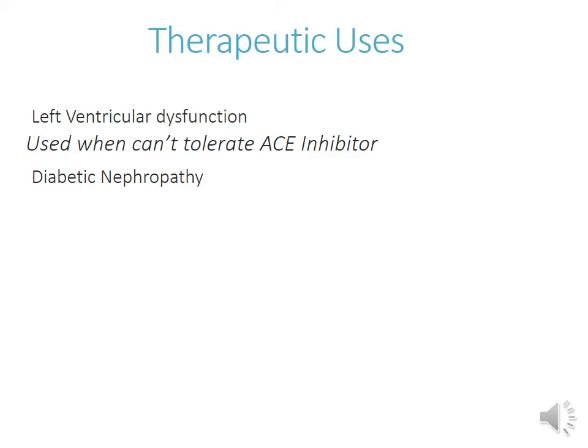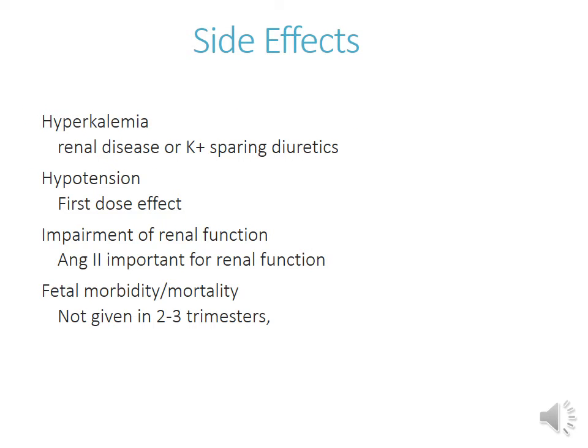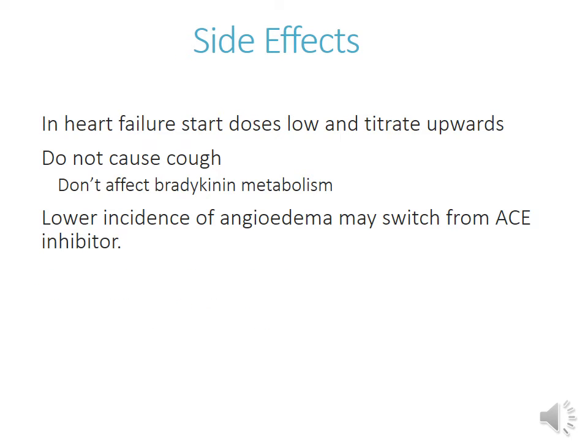Again, it helps with decreasing left ventricular dysfunction or remodeling that can occur, and also can be useful for staving off diabetic nephropathy. So similar therapeutic uses as you would see with your ACE inhibitors. Side effects are also going to be very similar here, except you don't really see so much of the nagging cough. Renal function impairment is going to be the same as you would see with the ACE inhibitors, and again, you do not want to give this to pregnant patients. Again, with anything, especially with CHF patients, you want to start at low doses and titrate up gently.